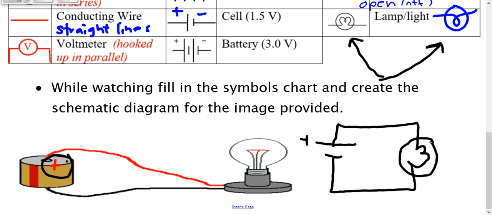It's important that all the wire is at right angles, and that you make sure you're not just drawing the lamp like this and putting it in. You actually have to turn it sideways and make sure it's connected to the rest of the circuit by those connecting wires.